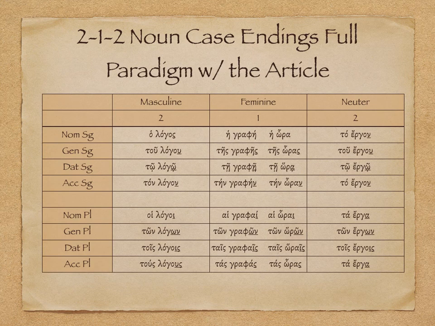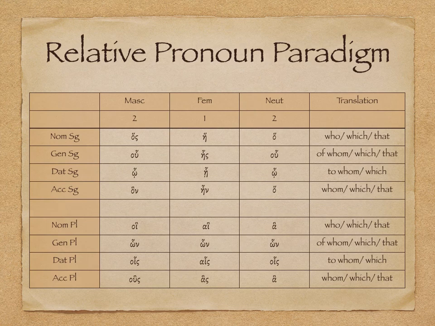And now I'm going to move to the next slide, which is the relative pronoun paradigm, and I want you to notice the similarities. You can see how the relative pronoun, who, which, or that, or whoever might also be whomever, whichever, how the letter here, or letters, have the rough breathing mark all the way across the board. Relatives always have a rough breathing mark and an accent. That's what characterizes a relative pronoun.